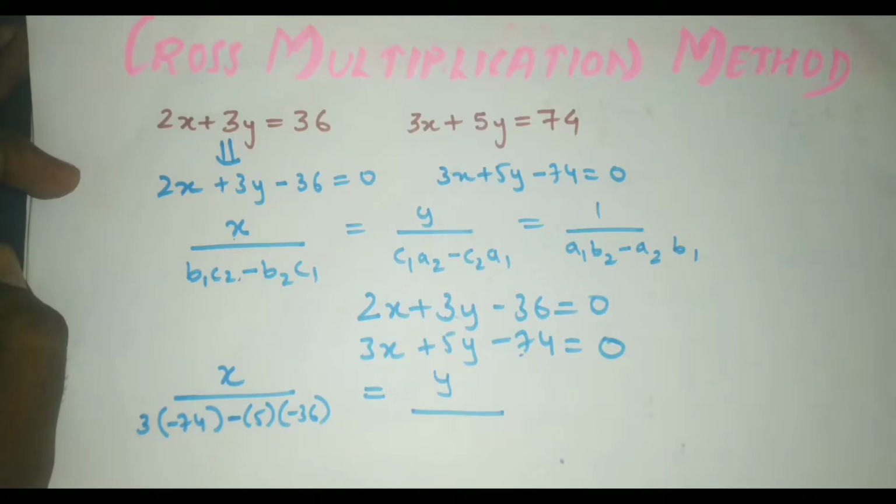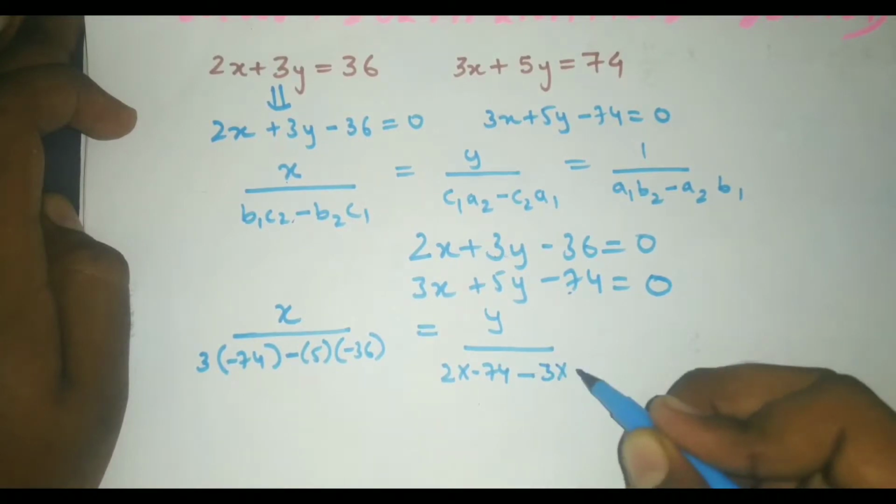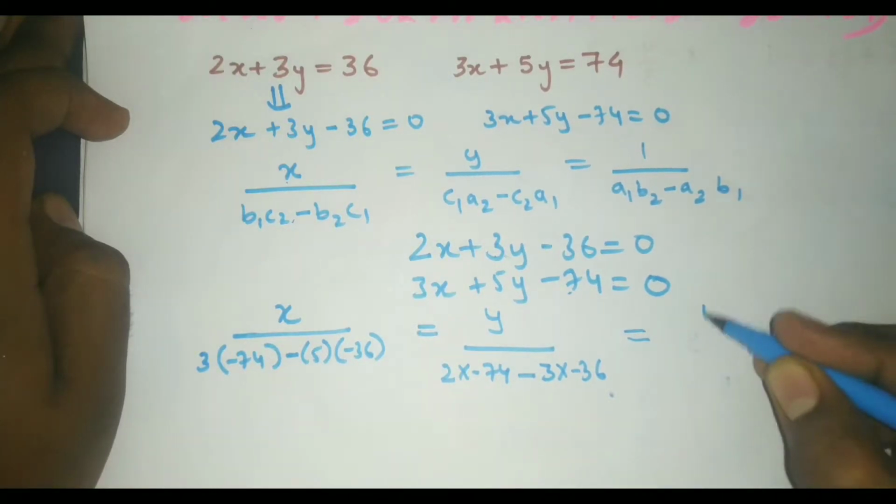Now equal to y by. Now leave y, then see the other terms, the x terms and the constants. Leave y, and see the other terms, that is 2. So 2 into minus 74, minus 3 into minus 36.